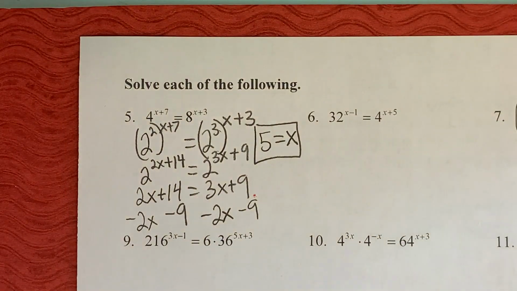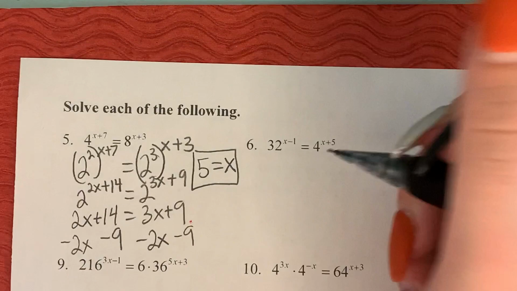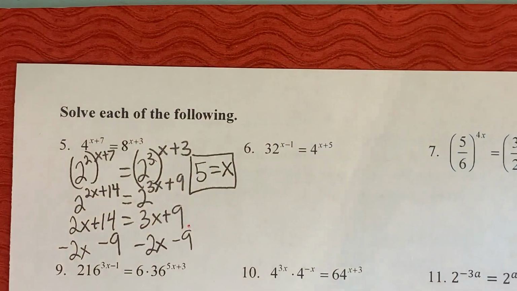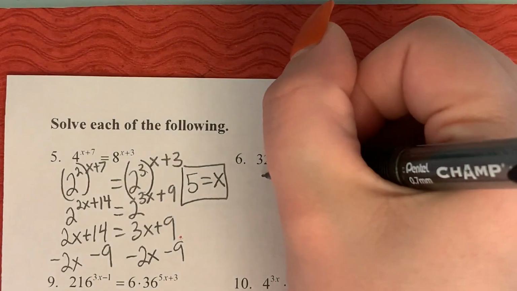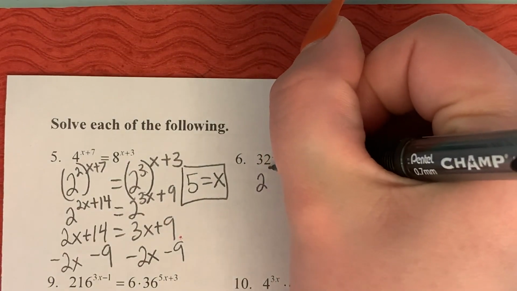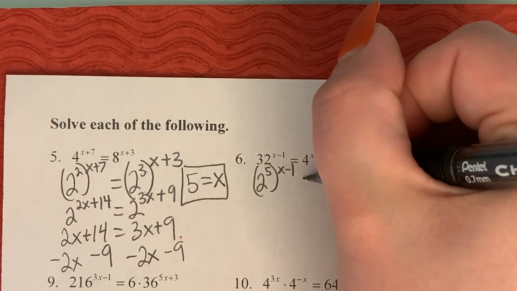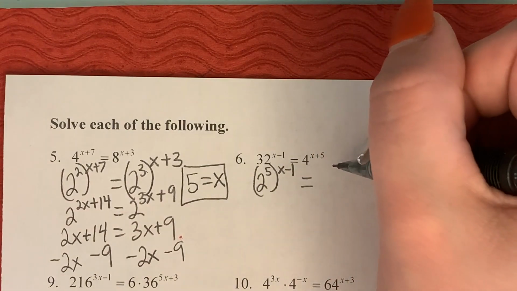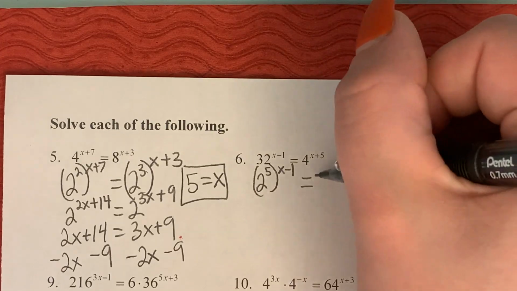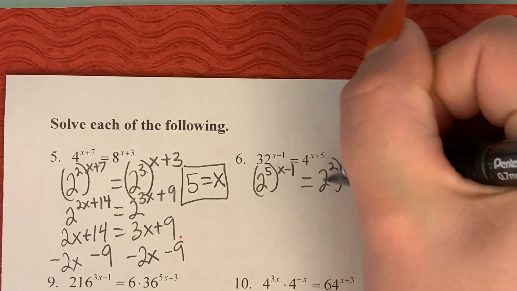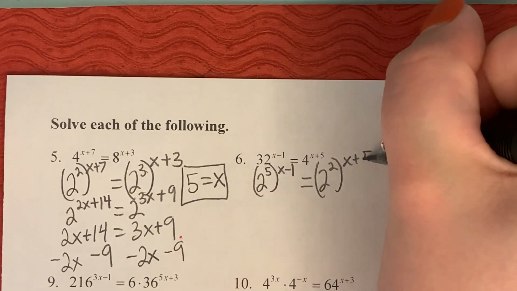Okay, I'm going to do the same thing with number 6. So again, I need to get these in the most basic form possible. So we need to think about 32 for a second, right? Because 2 times 2 is 4, times 2 is 8, times 2 is 16, times 2 is 32. So that means we can rewrite 32 as 2 to the 5th to the x minus 1. And then we can rewrite 4 as 2 squared to the x plus 5.